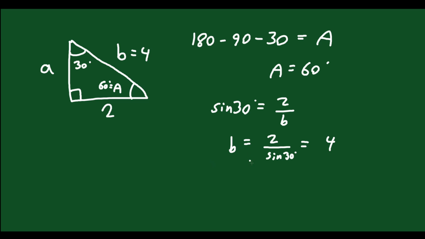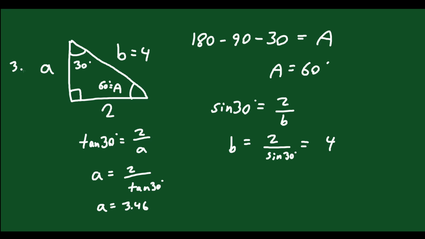And then to solve for a, you could say something like tan of 30 degrees is equal to opposite over adjacent, so 2 over a. So therefore a is equal to 2 divided by tan 30 degrees, and therefore a is equal to approximately 3.46. Just like that. Now the triangle's solved, right? So solving triangles is something we're comfortable doing, right? We've done them before, but sometimes things aren't so simple, right? Sometimes they're a little bit more complicated.